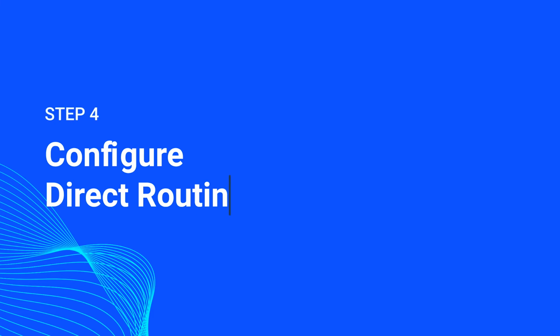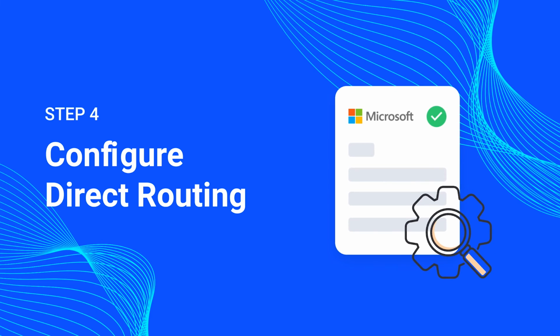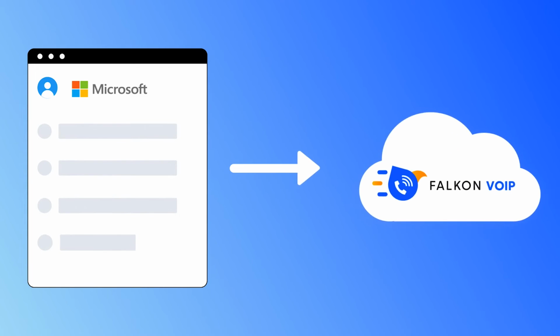Step 4. Configure direct routing. After successful porting, we'll request guest access to your Microsoft Global Admin account to configure direct routing with Falkon VoIP. You can create a dummy user and provide admin rights to that account.